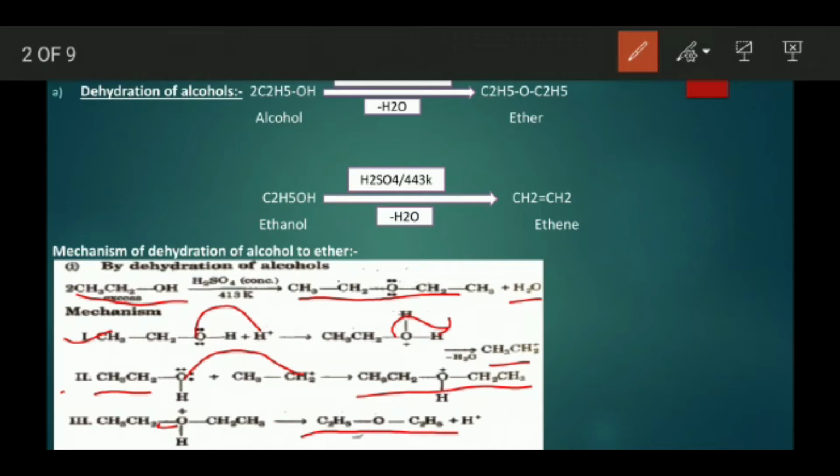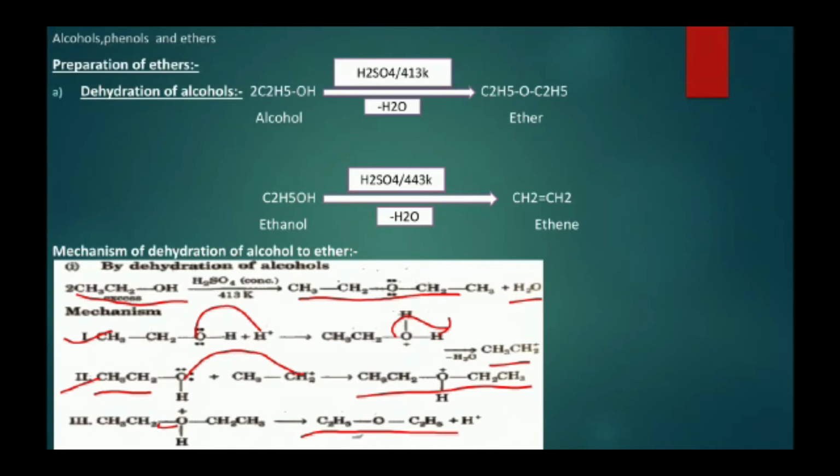So it is a 3-step process: first protonation and dehydration to form the carbocation. In the second step, attack of the nucleophile on the carbocation forms this intermediate, and in the third step, deprotonation forms this ether. So this is the mechanism of formation of ether from ethyl alcohol.